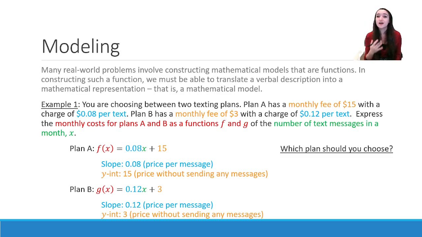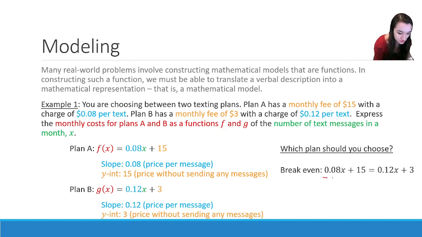That point when they cross is called the break-even point, the intersection between the two lines if we were to graph it. To find the break-even, we just have to set the two equations equal to each other. So 0.08x plus 15 equals 0.12x plus 3. In order to solve this, it's just going to be some algebra manipulation.